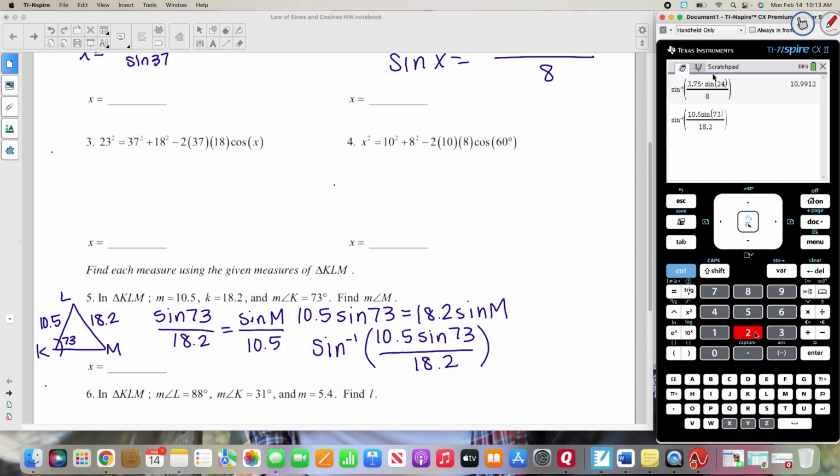Do you put 0.0 at the end of the answer? No. Jay, what's the answer? So your angle measure is 33.48. So that's going here. 33.48.